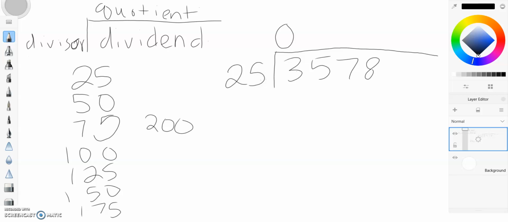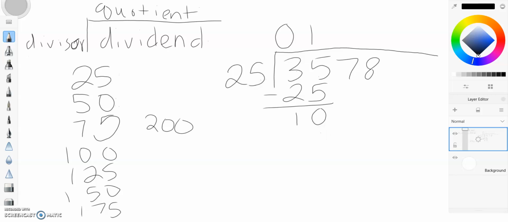How many times can 25 go into 35? Well, we know 25 itself can, but can it go twice? Well, no, because 50 is 25 times 2, and that's still bigger than 35. So we're going to stick with 25, which is just 25 times 1. So we subtract 25. 5 minus 5 is 0. 3 minus 2 is 1.